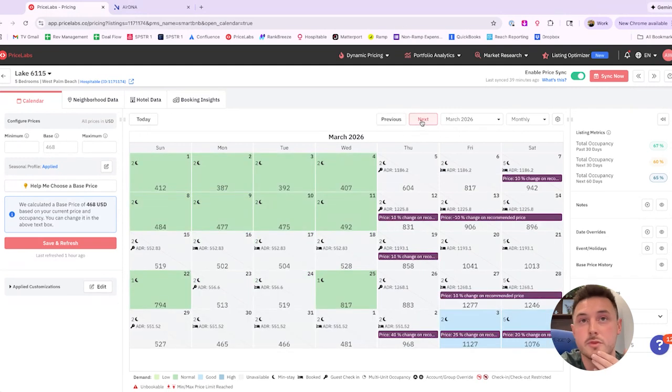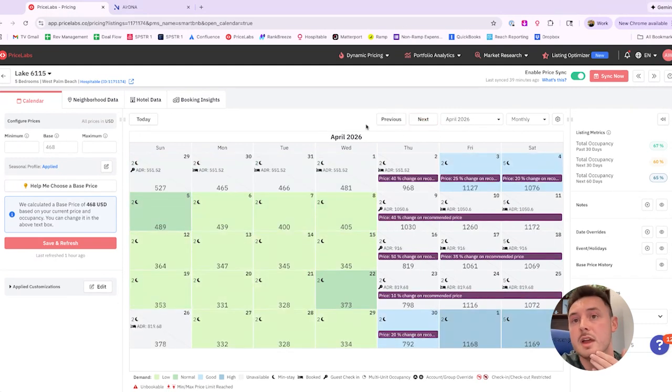If I skip through to a future month, let's look at April. You can see these weekends. You're generally going to see this in most markets: a lot of green and very light green during the week, and some light blue and dark blue on the weekends, because your weekends are generally always going to be higher demand than your weekdays. So that's what those demand colors mean.